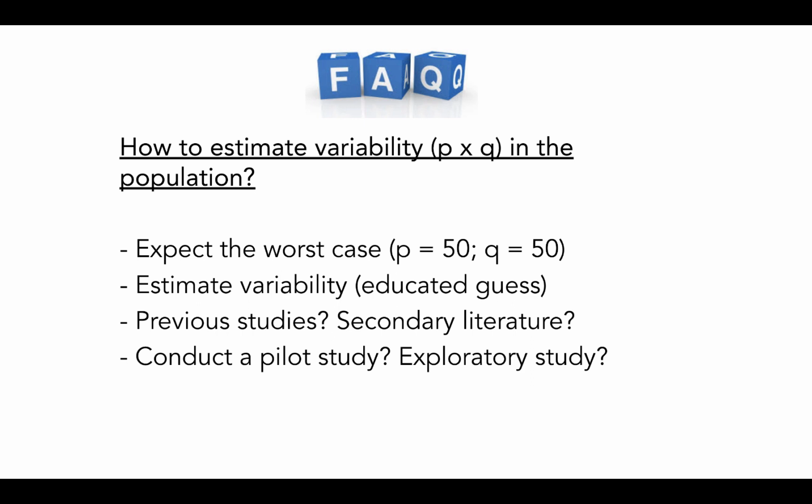Another thing you could do, if you don't want to expect the worst case scenario, is estimate it based on an educated guess. And this educated guess could come from previous studies. Maybe you've seen previous studies where they also did a referendum on legalizing marijuana, or whatever topic you're working on, and you see what the variability appeared to be in that secondary data. So just adopt that same idea of variability.